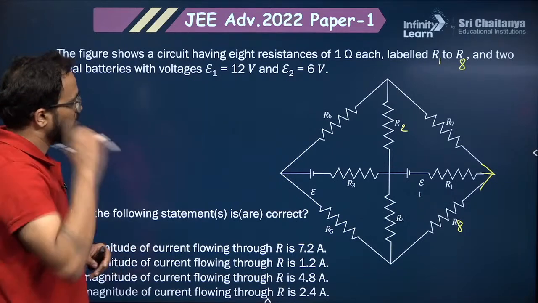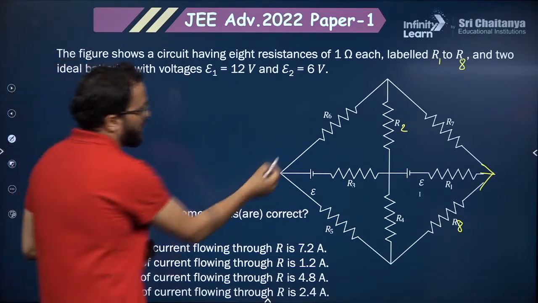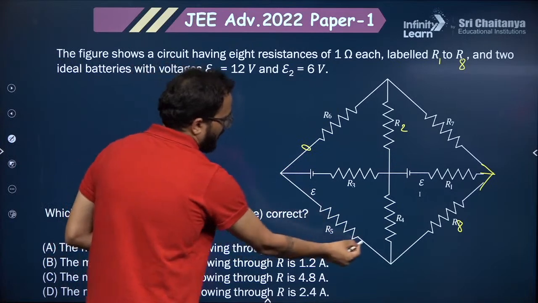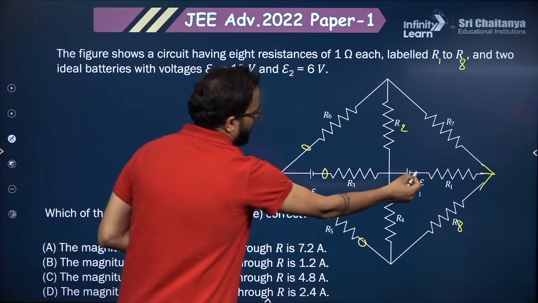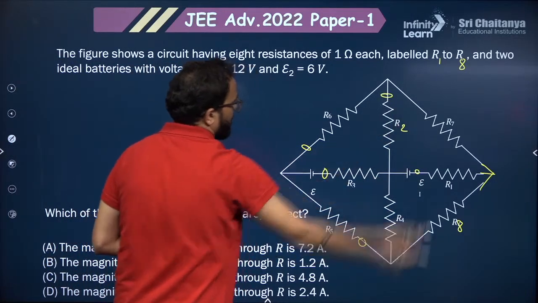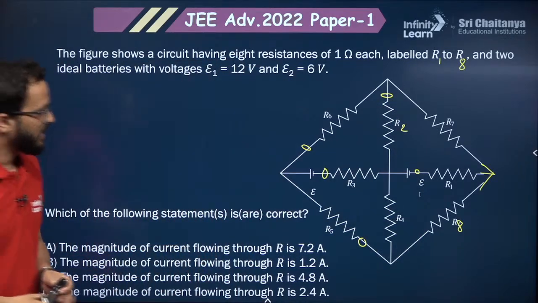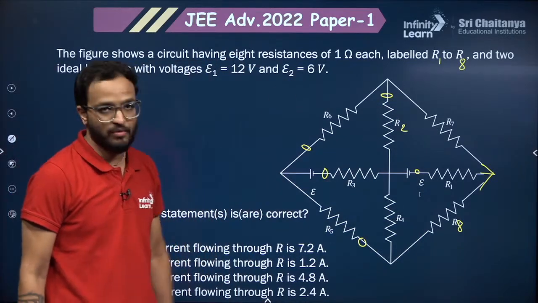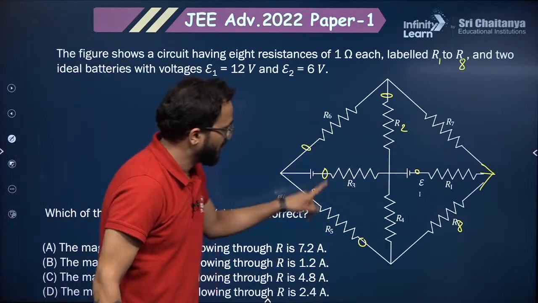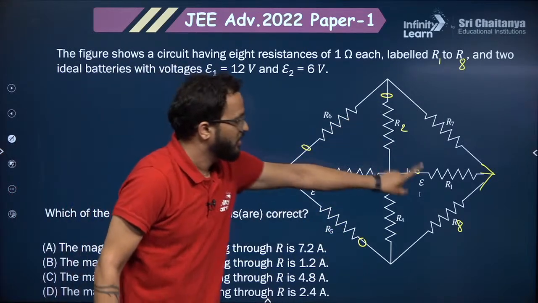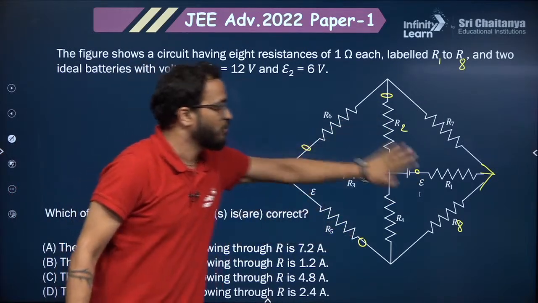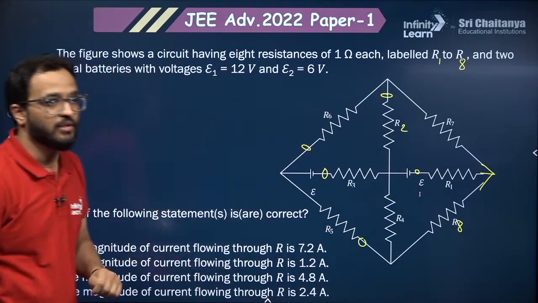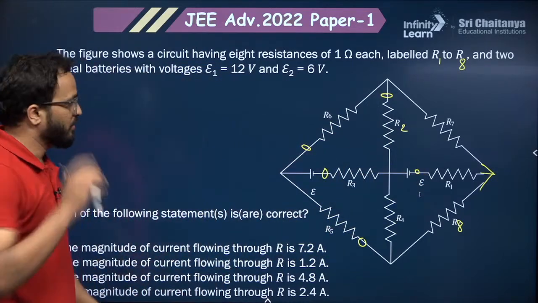Okay, so what they want us to find out is the current in this branch, current in this branch, current in this branch, in this branch, and in this branch. Mainly these are the values they want us to find out: 1, 2, 3 and 4. These 4 branches they want us to find the current in. Okay, now let me start the question.